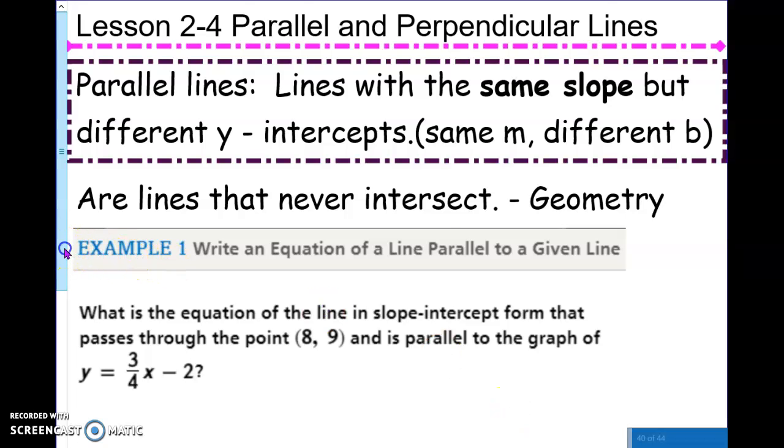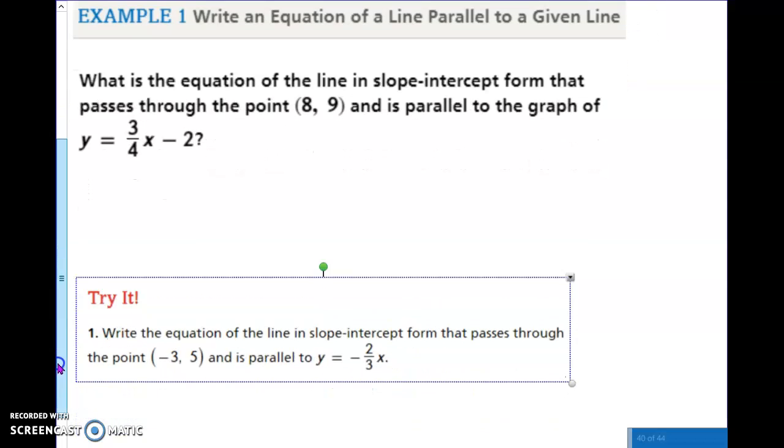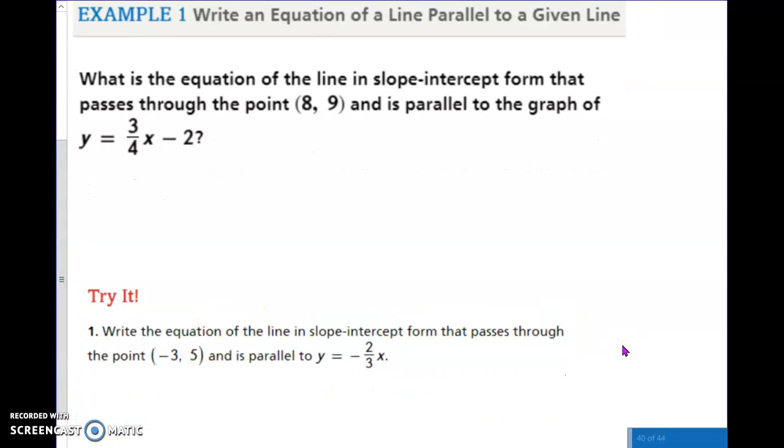Hello, this is Mrs. Ringrose, and I wanted to make sure that we all know how to write equations to lines that are parallel or perpendicular to another line. So one of the things we learned is that parallel lines have the same slope, but different intercept. So maybe you're already good at these kind of questions, but they kind of all flow through, and you're going to use the same strategy.